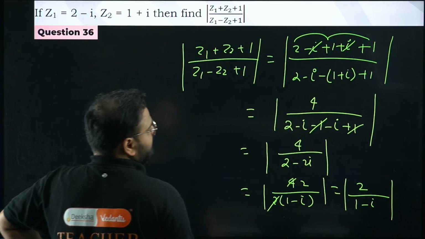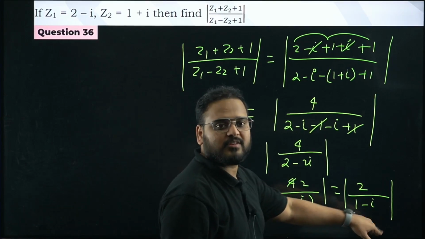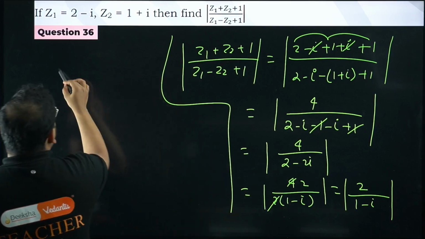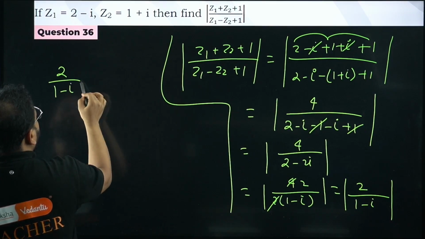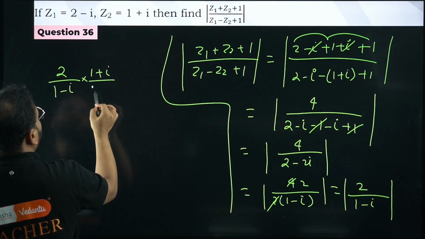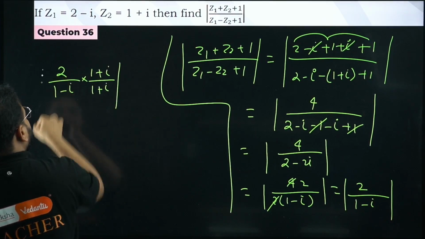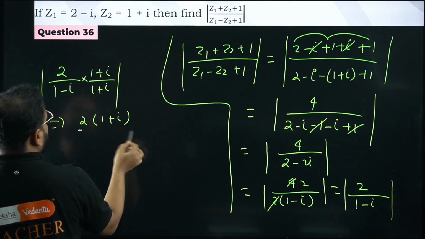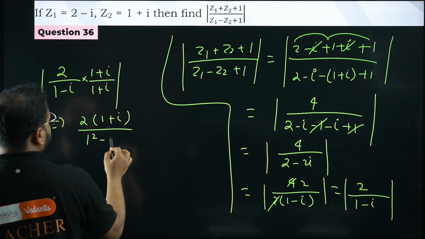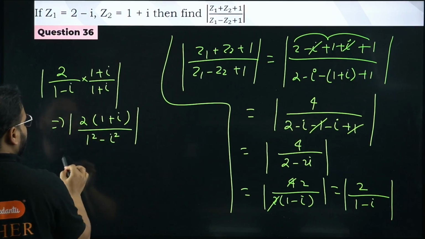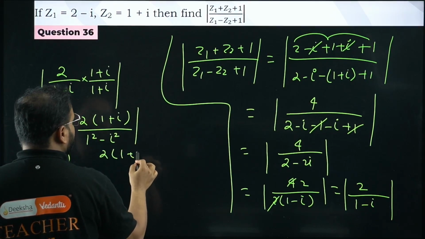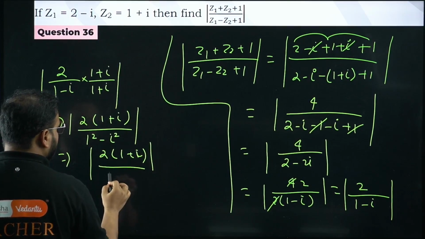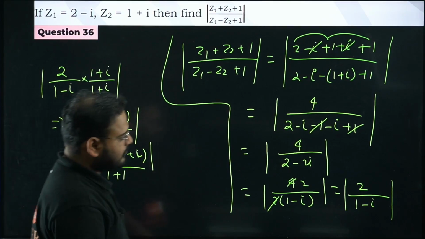Okay, so we'll try to take this in the numerator by doing the complement. By actually rationalizing, we'll get 2 upon 1 minus I times 1 plus I upon 1 plus I. Okay, modulus is there. What I get now? 2 times 1 plus I as it is, divided over here with 1 square minus I square. This will remain as it is. 2 times 1 plus I, divided by 1 plus 1, no? This part is clear, right?